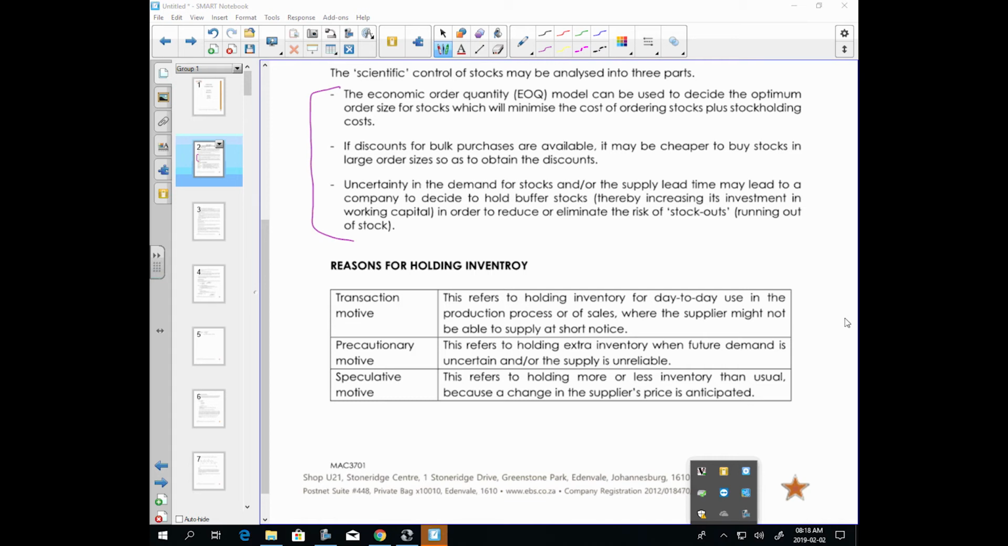And speculative motive, this refers to holding more or less inventory than usual because of an anticipated change in the supplier's price. So say you're buying gold for your jewelry shop, you might not buy your gold to make your rings and everything just yet. You may wait a little because you know that the stock prices are going down. Okay, or up, vice versa.